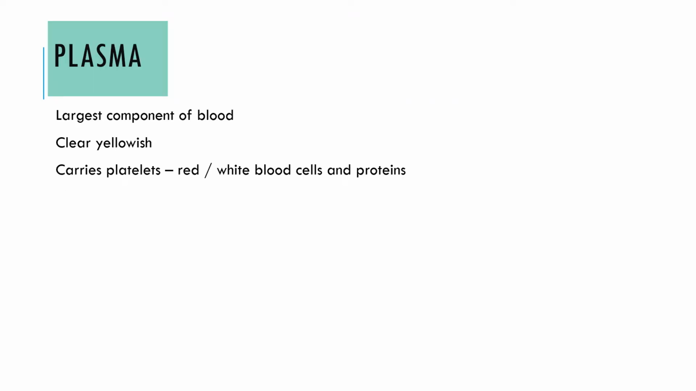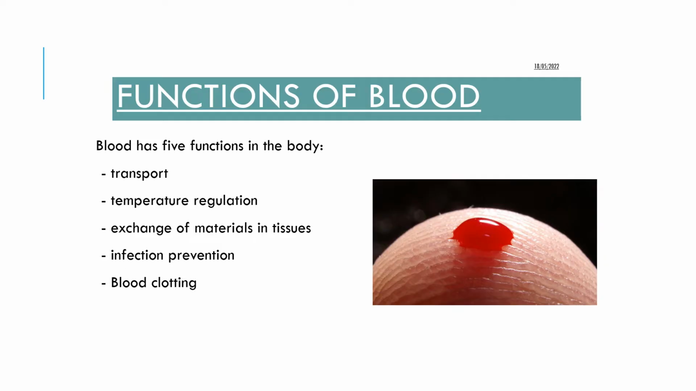We then move on to plasma, which is the largest component of blood. It's really clear compared to the actual colour of blood, and it carries platelets, red and white cells and proteins. You must know the main functions of blood. Its jobs being to transport, to temperature regulate, it exchanges materials and tissues, it's infection prevention, and it's involved in blood clotting.